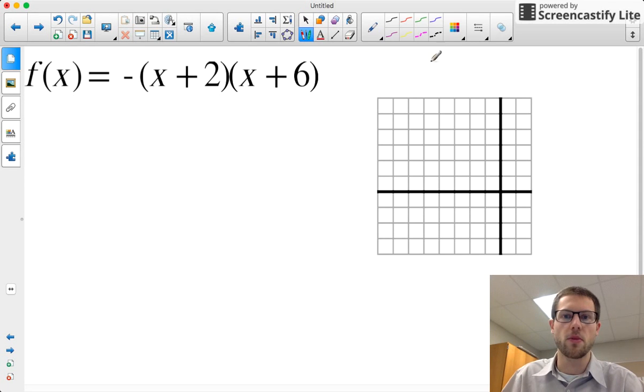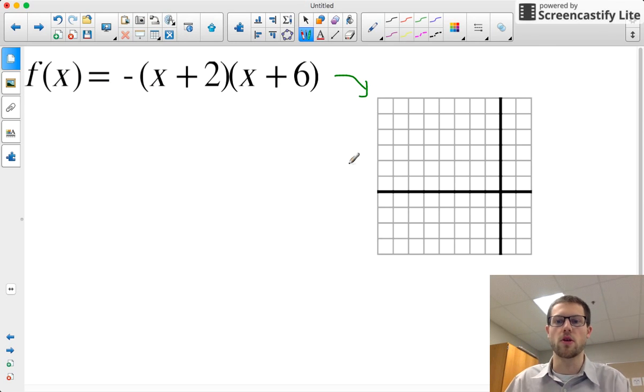Okay, here's a quick example of graphing a quadratic in factored form. We've got this f of x here. It's equal to negative (x plus 2) times (x plus 6). We want to graph this on this coordinate plane here.